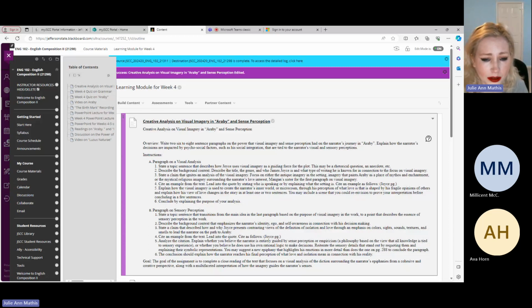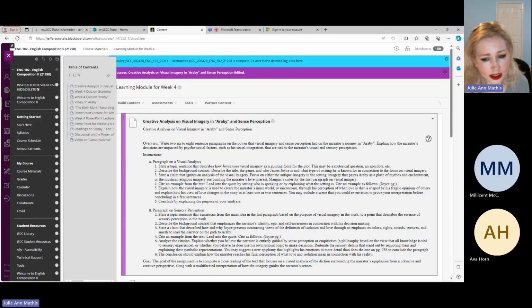And then the next paragraph is to state a topic sentence that transitions from the main idea in the last paragraph, based on the purpose of visual imagery in the work, to a point that describes the essence of sensory perception in the work. Then describe the background context that emphasizes the narrator's identity, ego, and self-awareness. State a claim that describes how and why Joyce presents contrasting views of the definition of isolation and love through an emphasis on colors, sights, sounds, textures, and smells to lead the narrator on the path to Araby. And then cite an example from the text, and then analyze the citation.